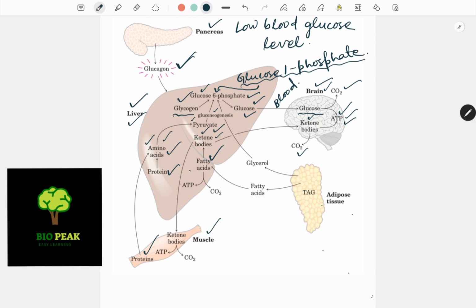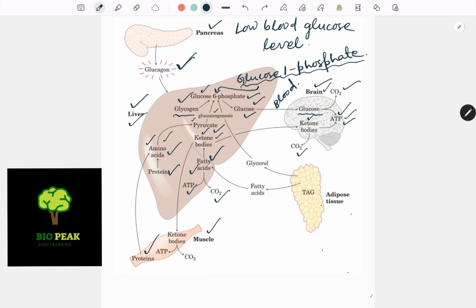Inside the liver, these fatty acids generally produce ATP and CO2. The ATP in the liver is generally used in different types of energy requiring processes which are occurring inside the liver. Ketone bodies in the liver are generally transferred to the muscle through the blood. Inside the muscle, these ketone bodies generally produce ATP and CO2. This ATP is used in the muscle contraction process.